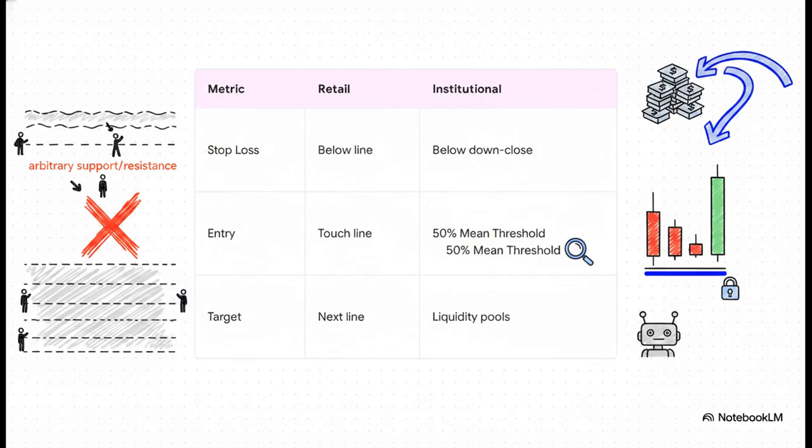And while retail enters a trade just because a line is touched, you are now waiting for that specific algorithmic mitigation at the 50% mean threshold. As for targets, you're no longer looking for the next invisible resistance line, you are targeting the opposing liquidity pools, where those algorithms will ultimately be looking to unload their massive positions.